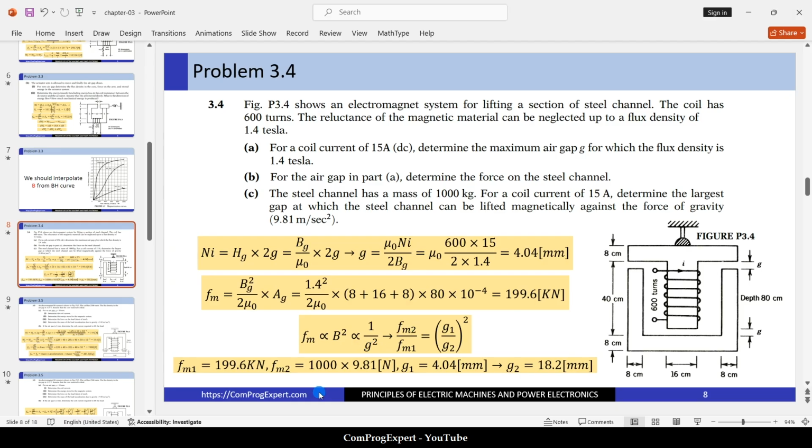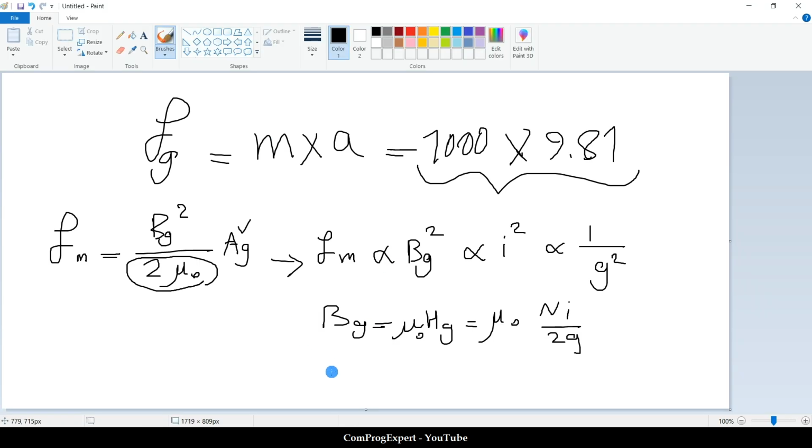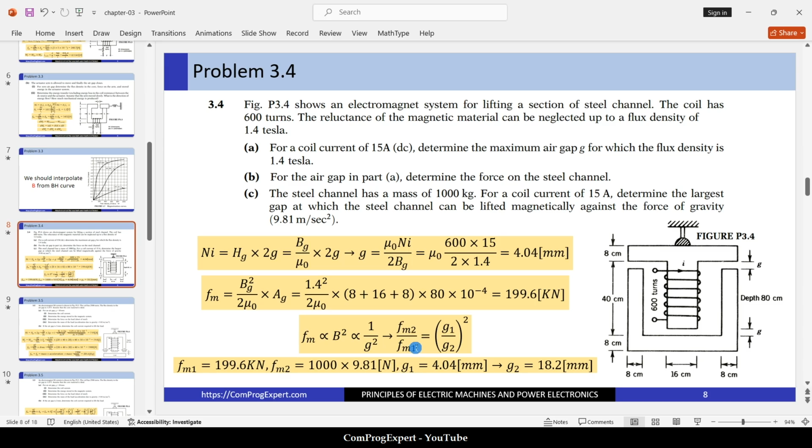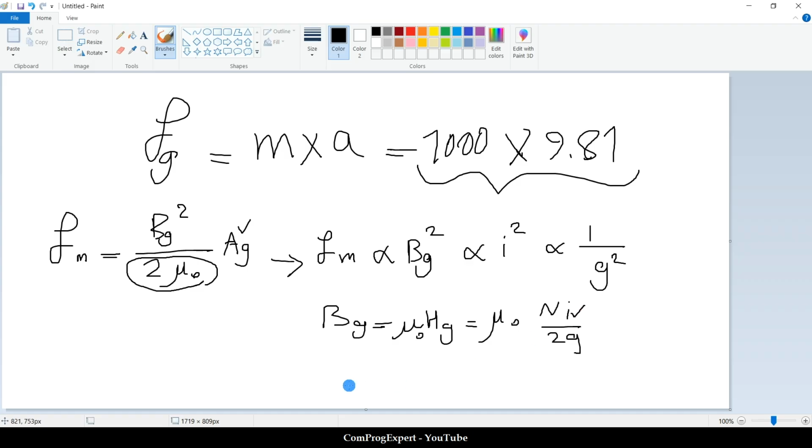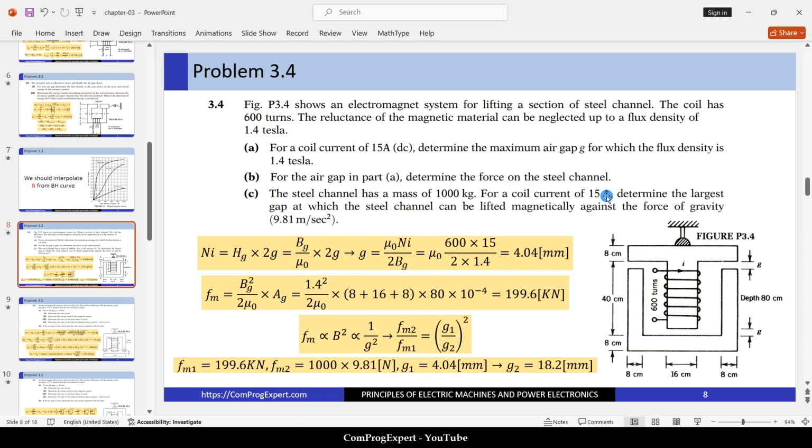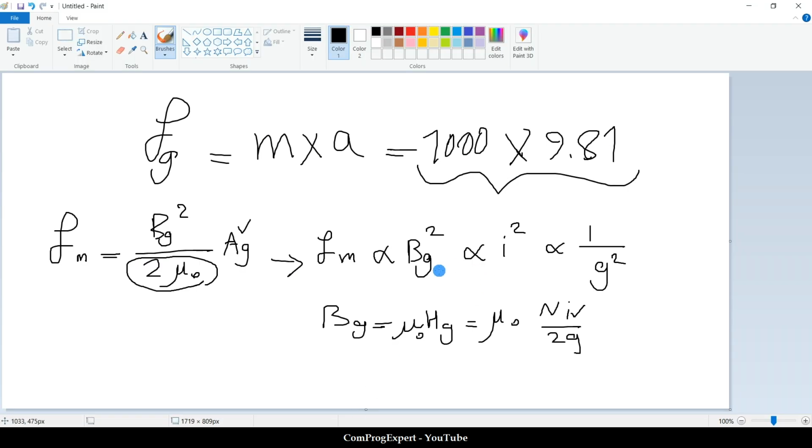So you can write finally the magnetic force for the case 2, when we change the air gap thickness, divided by the magnetic force for the case 1, is equal to gap 1 divided by gap 2 to the power 2. Consider that for derivation of this equation, we assumed that the current is constant for both cases. Here 15 amps and 15 amps here. The value of the coil current is the same for both cases.